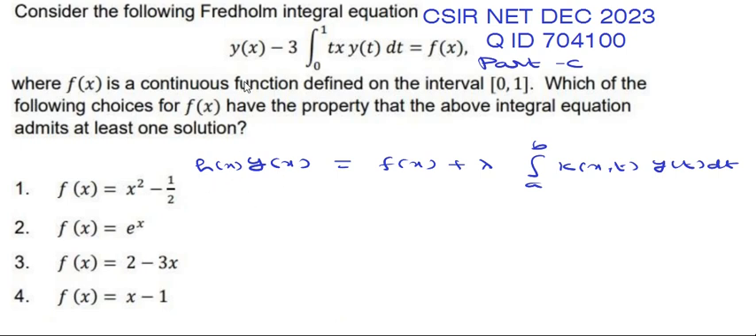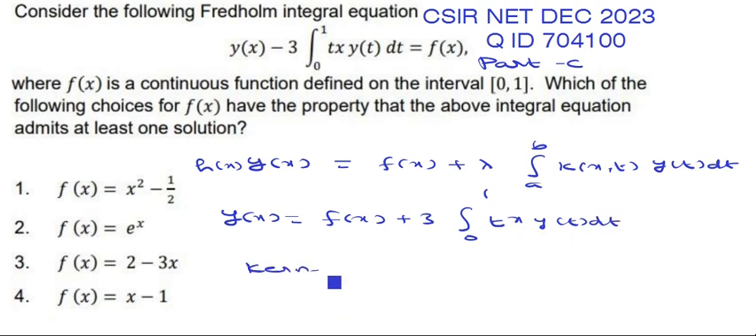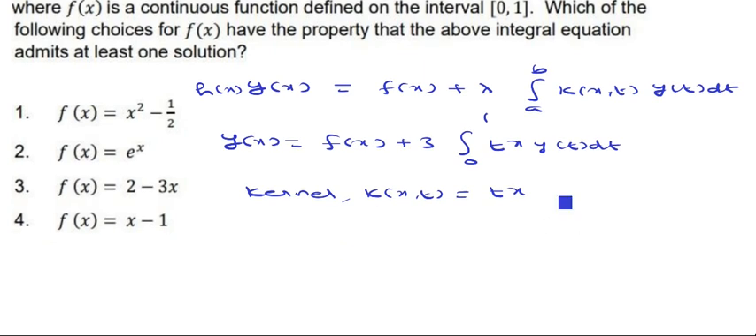So for this problem, h of x is 1, and so we will write the given integral equation in standard form, that is y of x equal to f of x plus 3 times integral 0 to 1 tx y of t dt. So here the kernel k of x comma t is tx, same as xt. So it is a separable kernel.